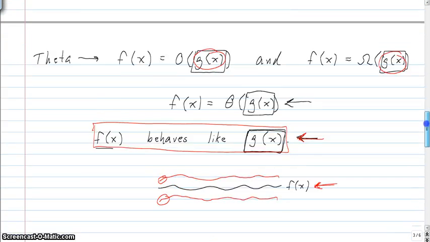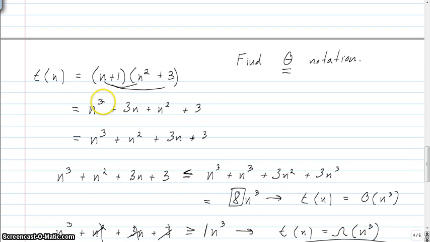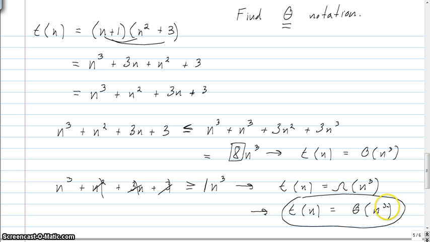And then this guy was a cubic, n cubed, and it ended up being theta of n cubed. And that pattern always works for polynomials, right? So whatever your degree is, that's going to clue you into the theta notation, but this is how you would show your work to get to the theta notation.